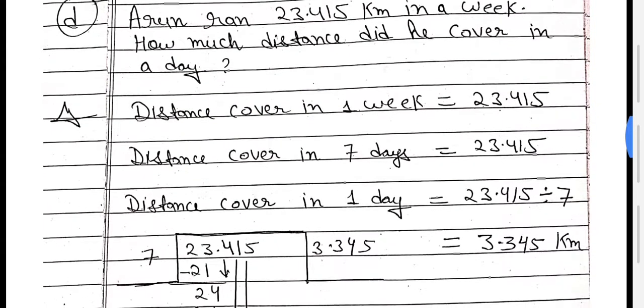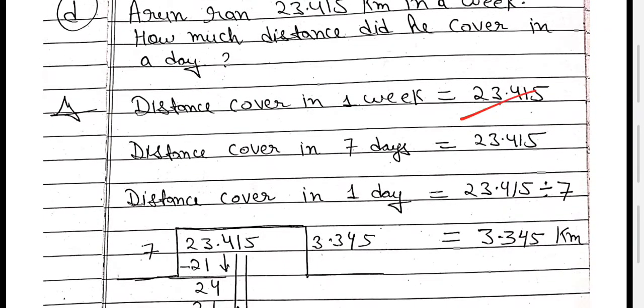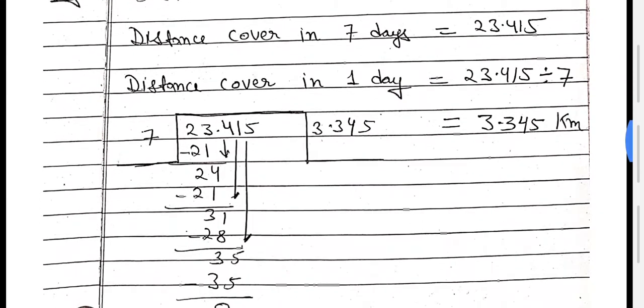Right here the distance covered in 1 week is this, 1 week means 7 days, and in 1 day you have to find out. So divide this one by 7, so you will get what? When you divide like that, 7 3s are 21, minus, you become here 2, right here 4, 7 3s are 21, again minus 3 becomes 1, it becomes 31, 7 4s are 28.